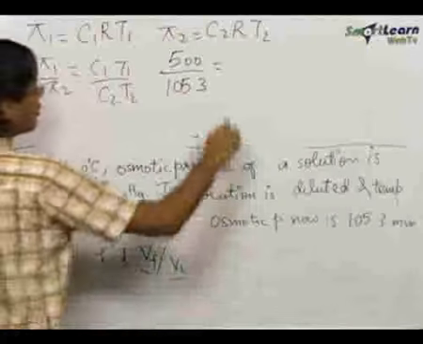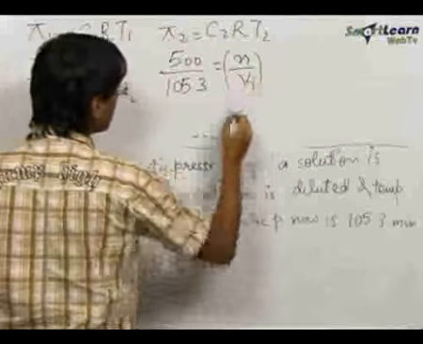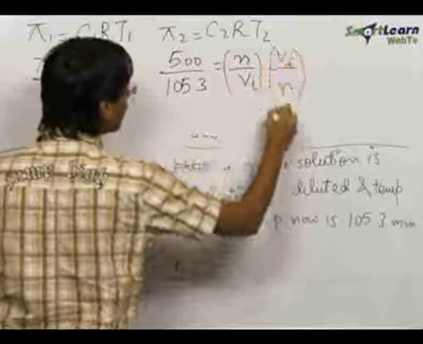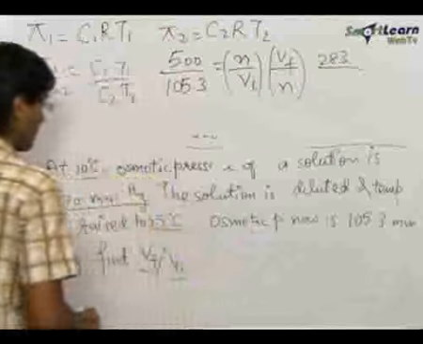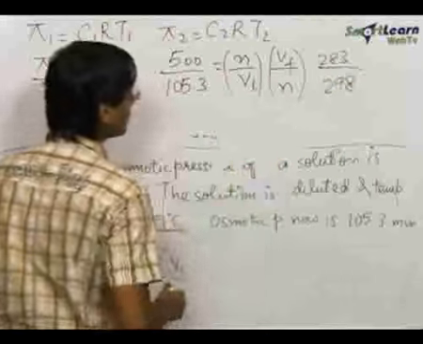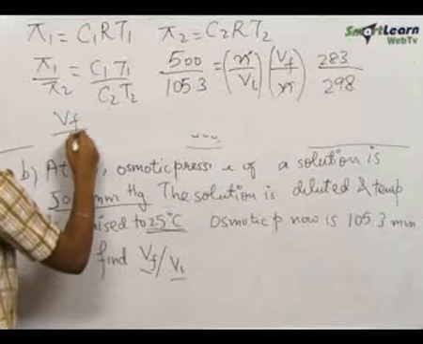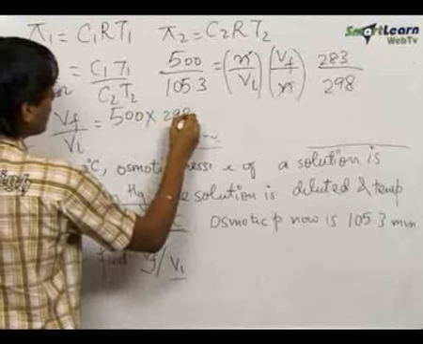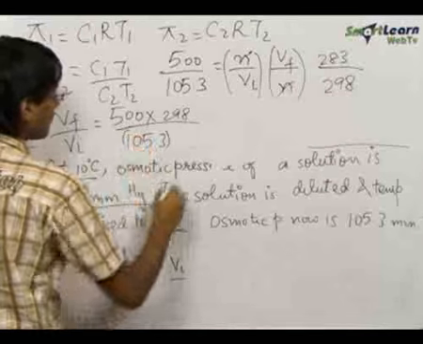the initial concentration is equal to moles upon initial volume, and this is equal to moles upon final volume. The initial temperature was 283 and the final temperature is 298 kelvins. This n and n gets cancelled. We want to find the ratio of V final and V initial, so it is equal to V final by V initial, that is equal to 500 into 298 divided by 105.3 and 283.